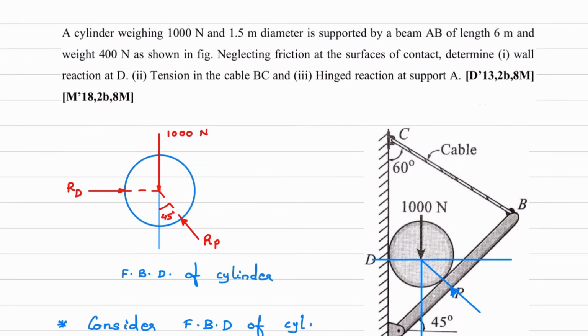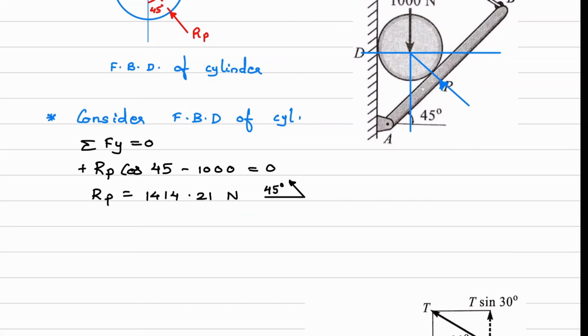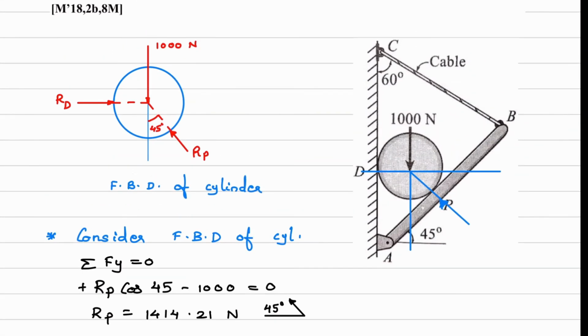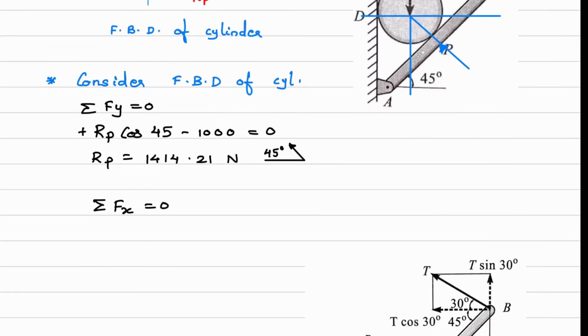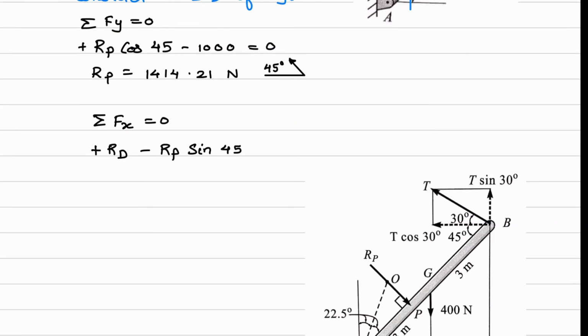Okay, now after calculating RP, what is the first question? We have to calculate wall reaction at D. RD is the main objective. This RP is not the answer. Remember that. So we will use now summation Fx equal to 0. Now x component RD is towards right, so it will be plus RD. Then next force in x direction will be RP towards left. What will be this component? It is towards left, so minus RP sin 45. So this is equal to 0.